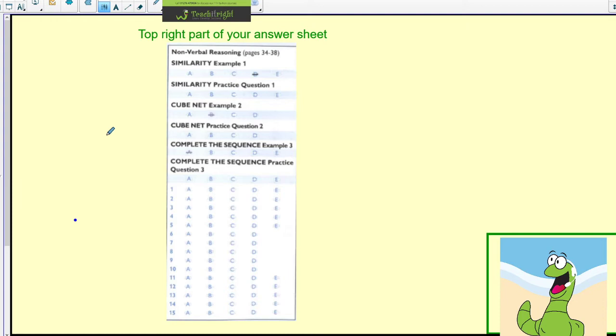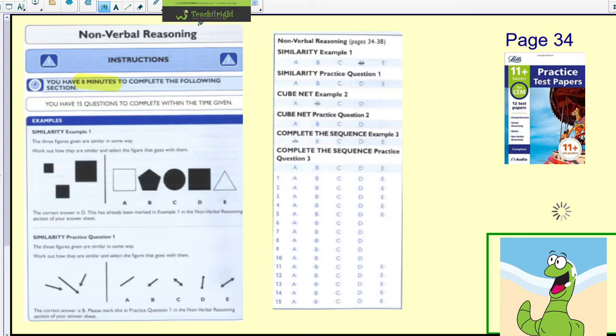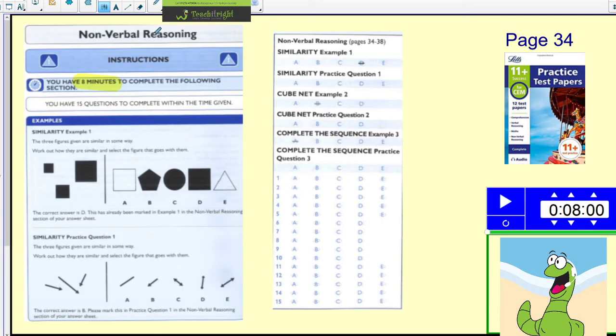Right, let's have a look at the next section. So this one is going to be the non-verbal reasoning. So it'll look like this, non-verbal reasoning. And it tells us we're looking for pages 34 to 38. So if you can get out for me, please, non-verbal reasoning, you find on page 34, and make sure you're looking at the correct part of your question sheet.